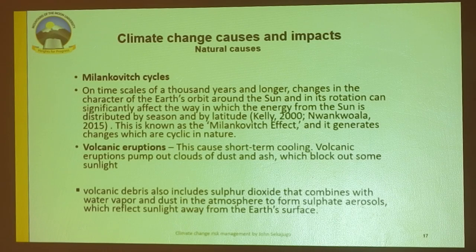Now, to begin with the natural causes, we have one we call the Milankovitch cycles. On different time scales of thousands of years, changes in the character of the Earth's orbit around the Sun and in its rotation can significantly affect the way in which the energy from the Sun is distributed by seasons.